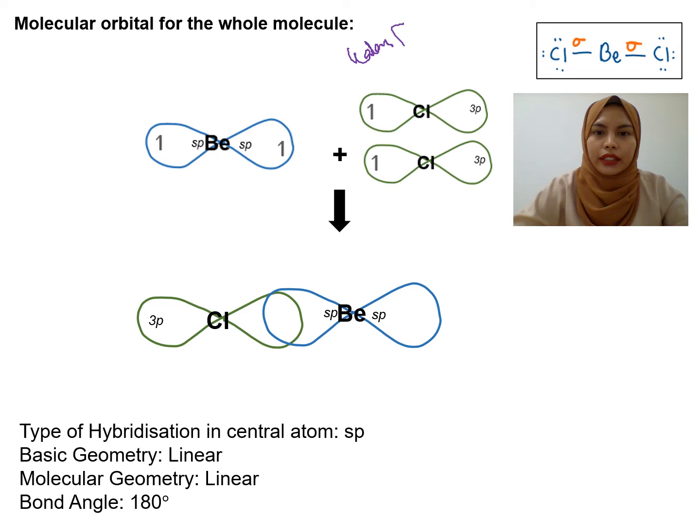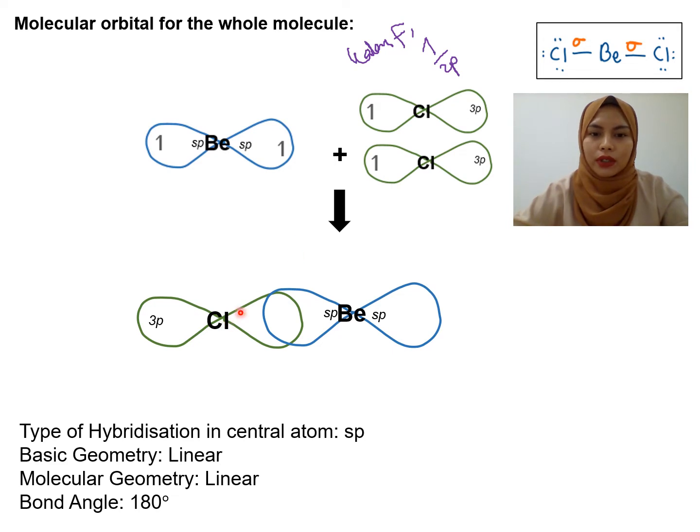If it is fluorine, the single electron will be in the 2p orbital, because fluorine is in the second period of the periodic table of elements. Cl is in the third period. Okay, so what is the shape of 3p?